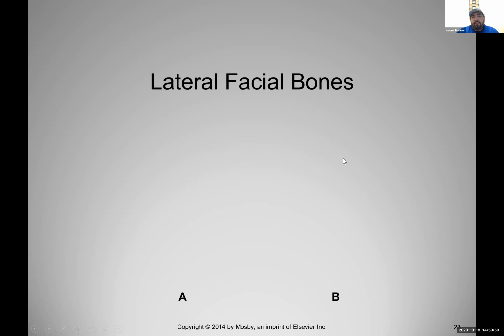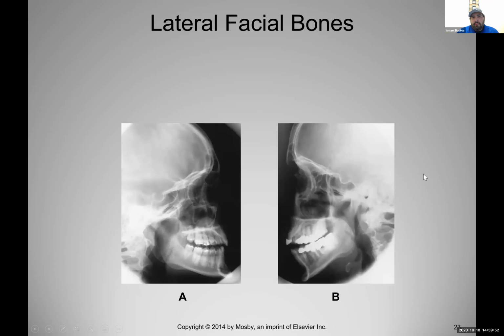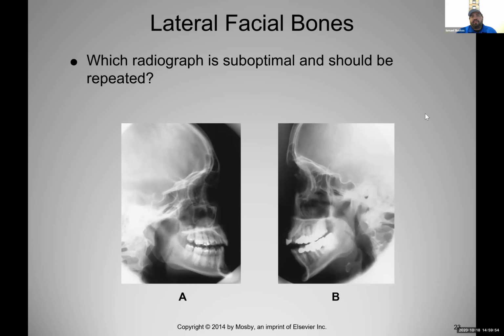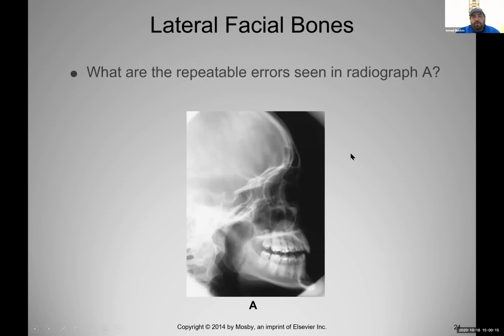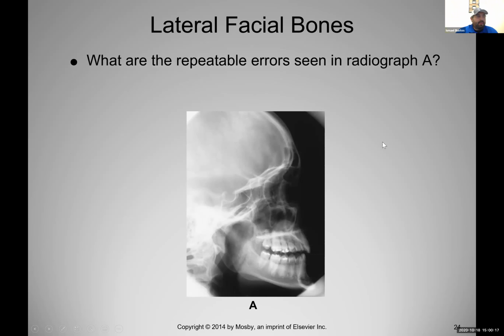All right, so let's go to these radiographs here. Which radiograph is suboptimal and should be repeated? Okay, so this is the lateral facial bone. All right, so I'll give you a couple seconds here. All right, so hopefully you said that it is A, that is suboptimal and should be repeated. Okay, now let's look at A and what are the repeatable errors seen in the radiograph. Okay, I'll give you a minute here.